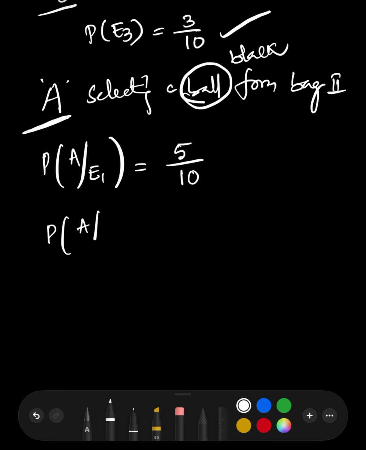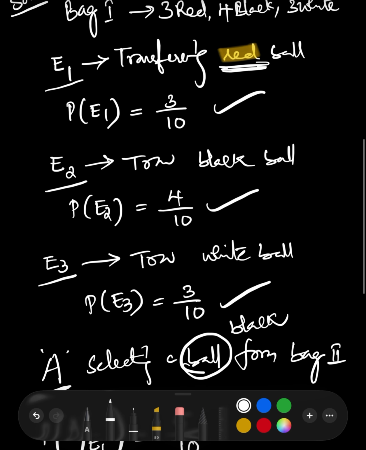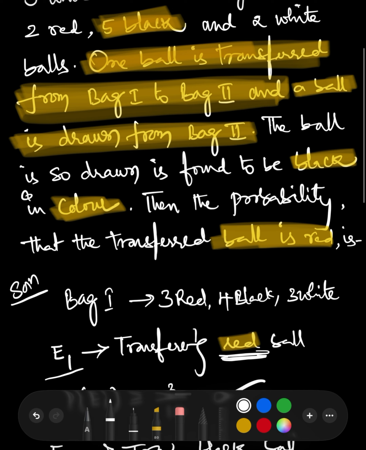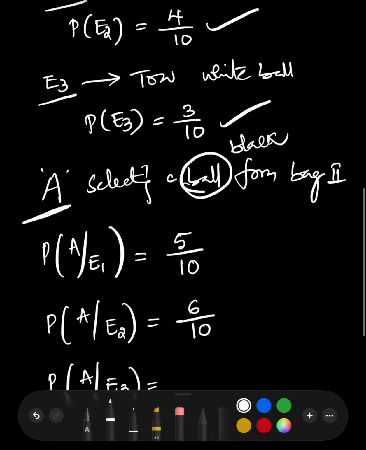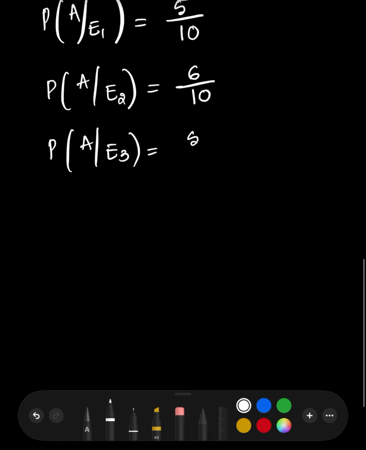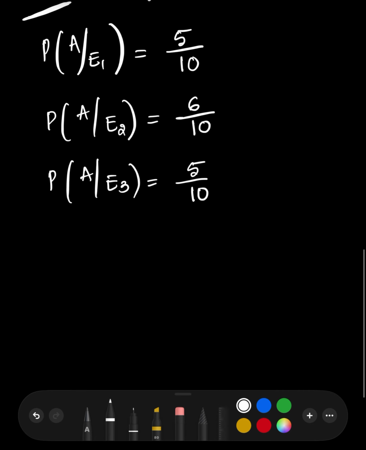Then P of A given E2 means selecting a black ball from bag 2 after we have transferred a black ball. Already 5 black balls are there. After transferring one black ball, there will be 6 black balls out of 10. Then P of A given E3. What is E3? Transferring the white ball. So there is no change in the black balls, 5 remains 5 as it is, so that is 5 out of 10. Now coming to the question.